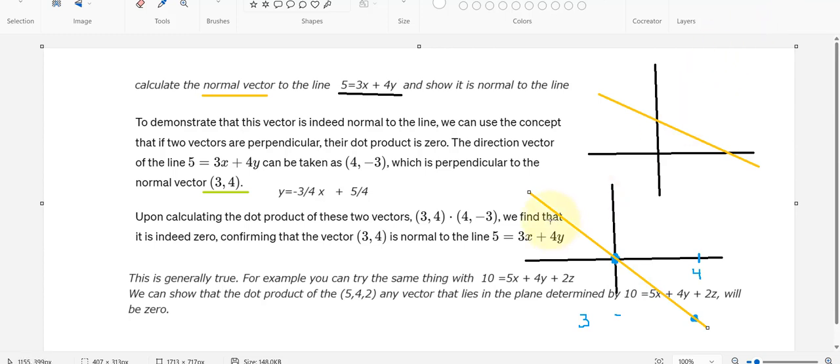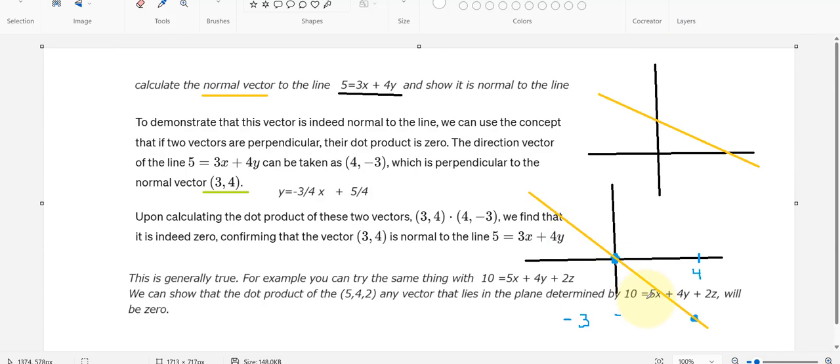So what is the vector which is parallel to this line? Well, any vector along here is parallel, and in particular, the vector which goes from here to this point is parallel. What vector is that? That's 4, -3. This is a negative, that's a -3. So 4, -3 is the vector.